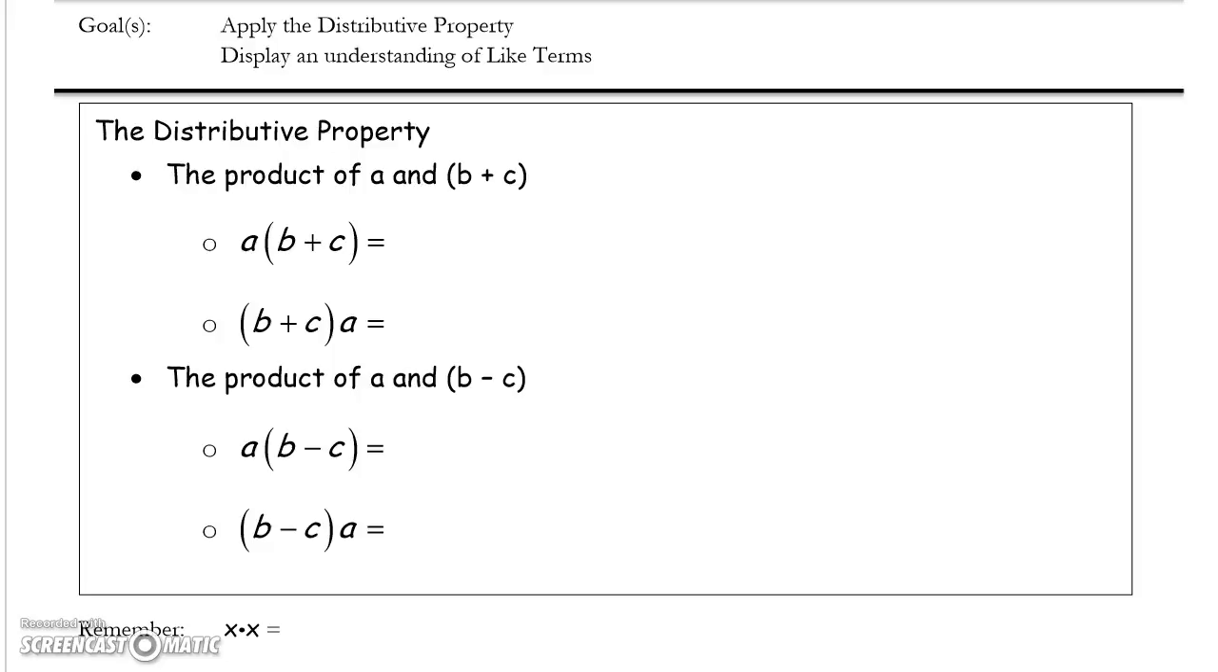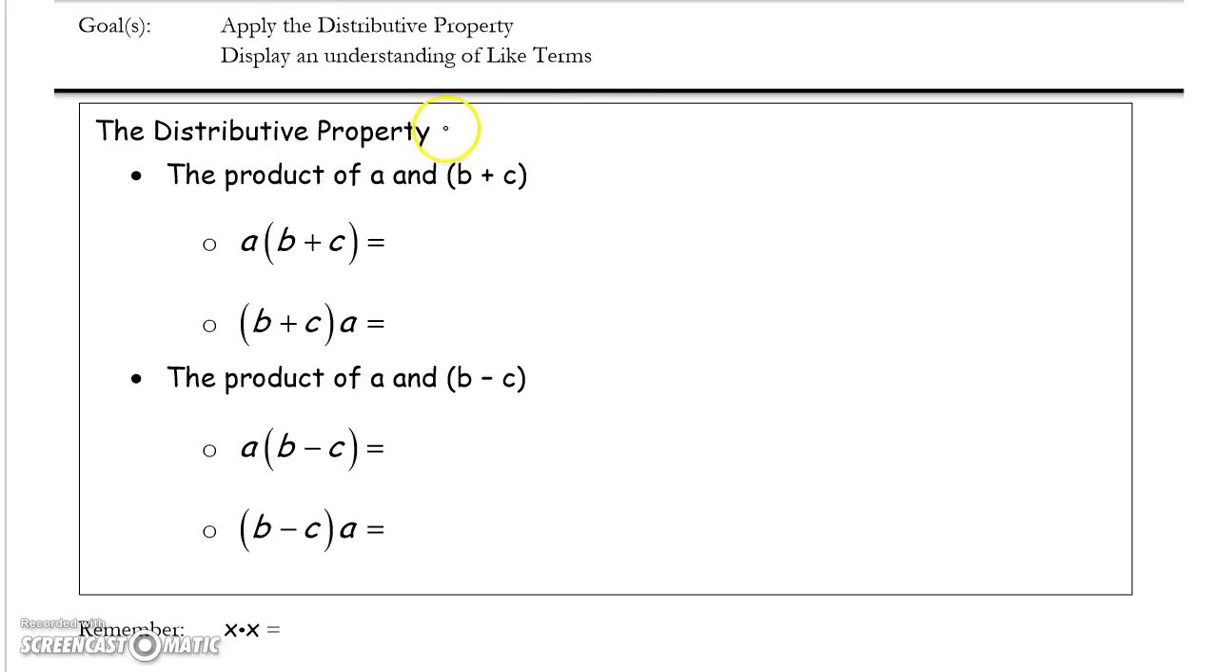The goal of today's notes is to apply the distributive property and start to display an understanding of like terms. Tomorrow we will do a repeat of this, and add a little bit more. First thing we want to review is what the distributive property is.